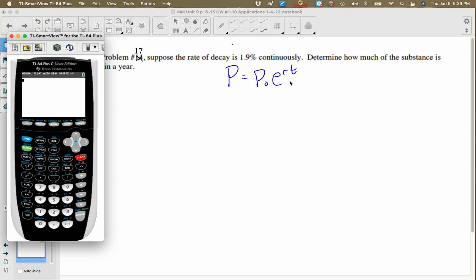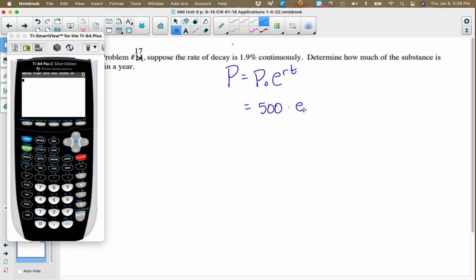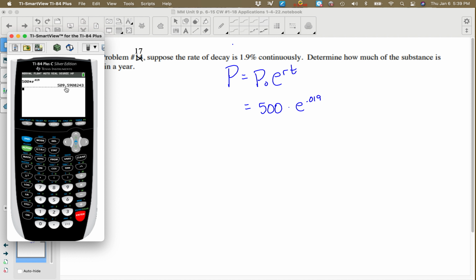If you just took this and said, well, I'm just going to plug these values in, 500 is what we started with, 500 grams times e to the 0.019, and it was in 1 year, so t would be 1. If you just did this, 500 times e to the 0.019, all of a sudden you get this larger value, but this is supposed to be decay, not growth.